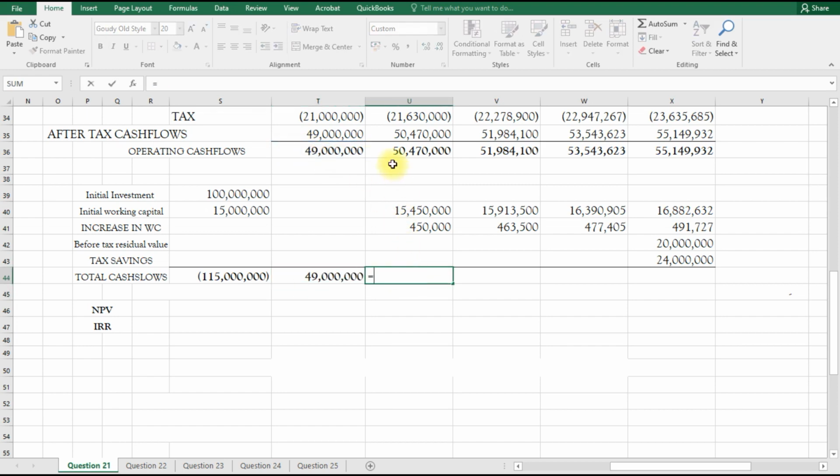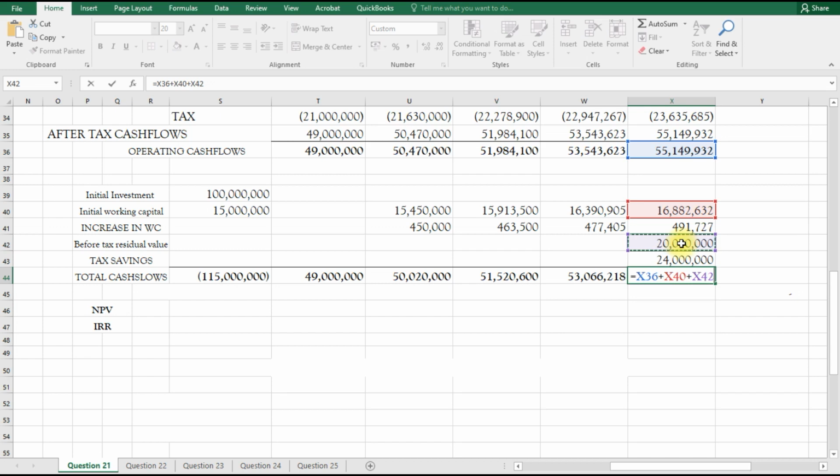Here, we shall take the cash flow for year two, and I minus the outflow for this particular year, the increase in working capital. This one will be the cash flow here minus the increase in working capital. This one the same, cash flow here minus increase in working capital. And the last one will be equals to the cash flow, and here now we add the incremental, we add the before tax residual value, and we add again the tax savings on sale. We shall get our values as that.